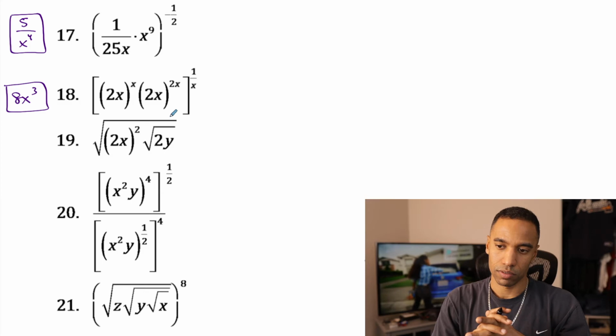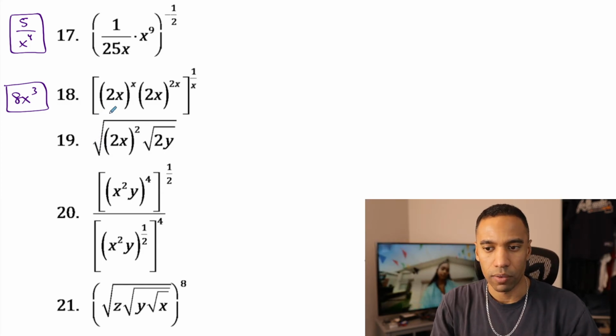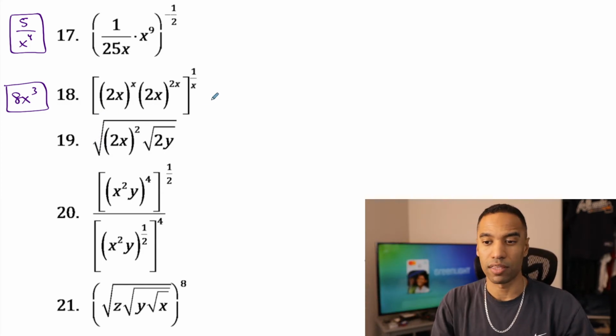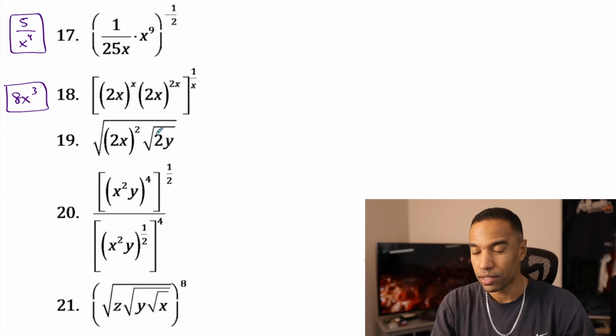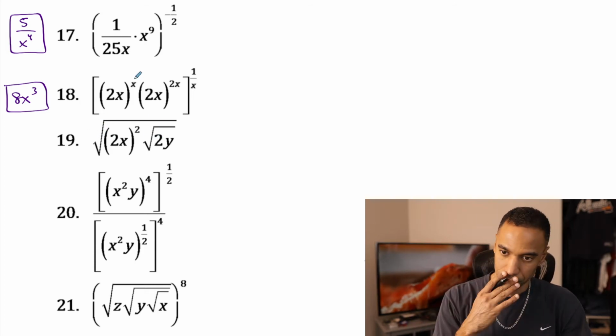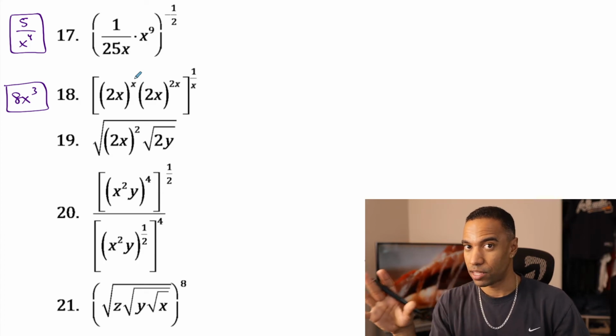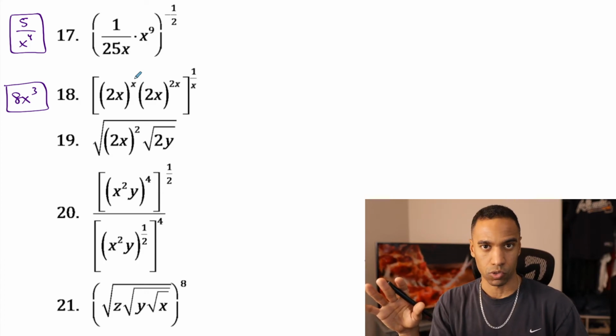I probably don't want to keep these as square roots for several reasons. Among them, I can't take the square root of 2 anyway. So I might go back into radicals. This answer will probably have radicals with it.